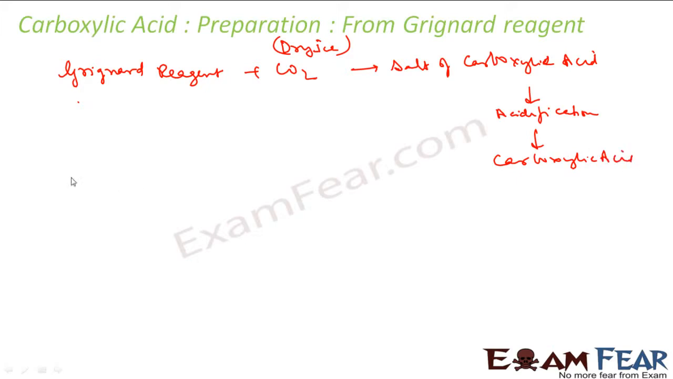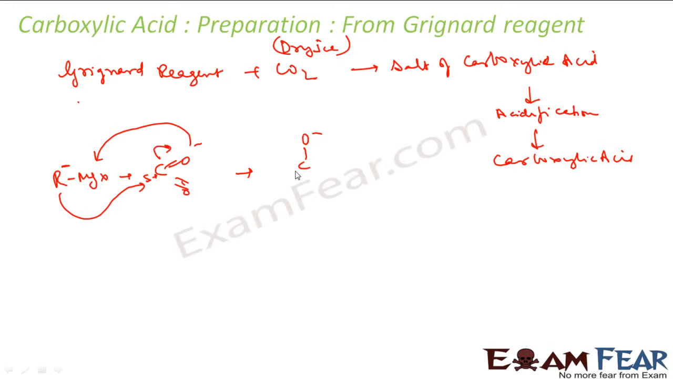I can show you one example. For example, I have RMgX, I have CO2, right? This dry ether. What will happen is, slightly negative charge, slightly positive charge. R has negative charge in RMgX, you know that. To attack this carbon, this oxygen will attack this MgX. So with this you get O minus, you get R here, you get double bond O, and here you get MgX. Correct? This is what you get.